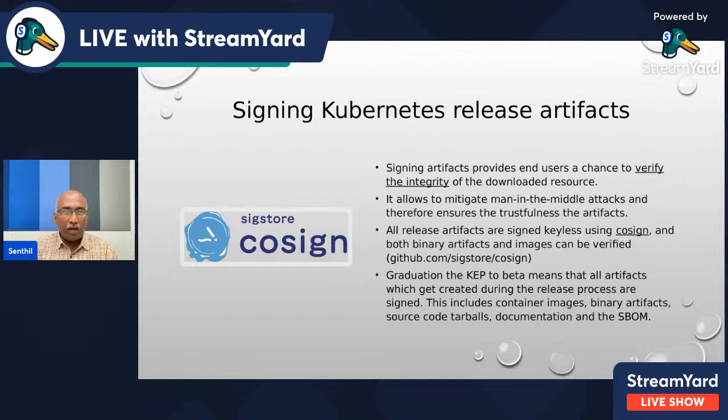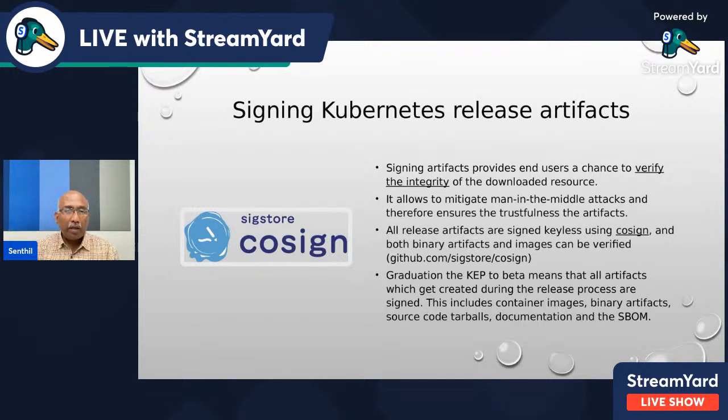The same thing is applied for the Kubernetes release artifacts. The signing mechanism will make sure that the release artifacts that you download are completely trustable and they are not tampered with in any way. So that is the whole idea and the whole advantage of signing Kubernetes release artifacts.